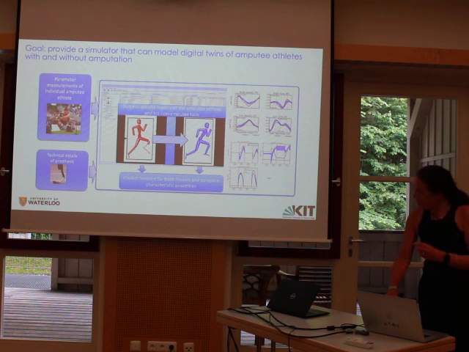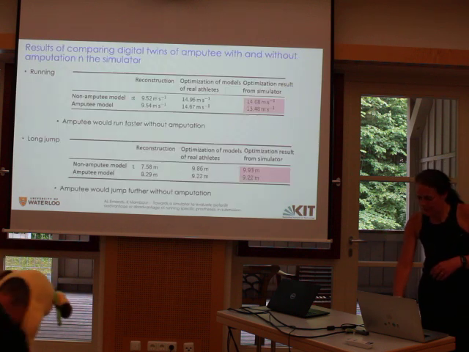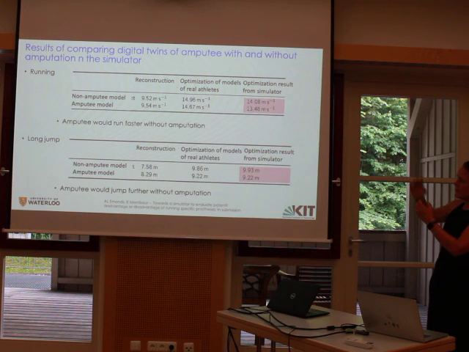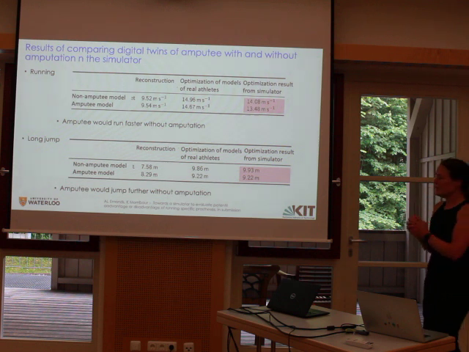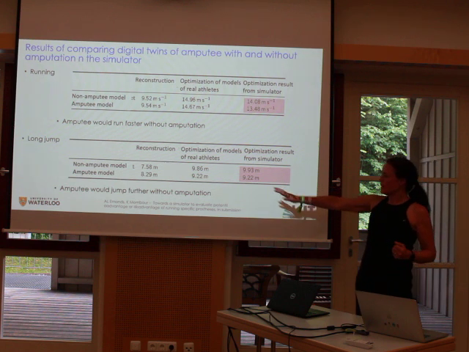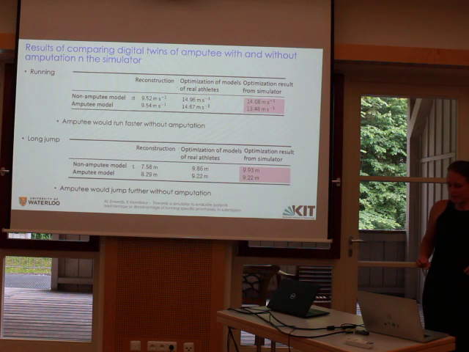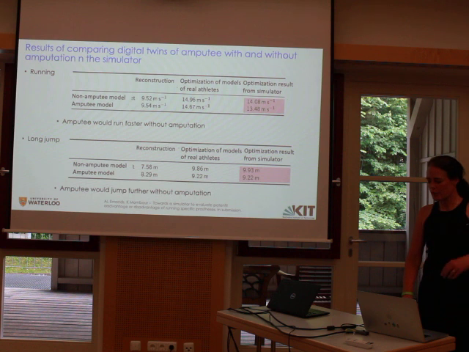We did that in a preliminary thing. It only had some of the data that you could get from an athlete, but we did the comparisons for running and also for long jump, and we actually could see that in both cases the amputee would run faster without amputation, and he would also jump further without amputation. So this is preliminary results from this simulator, and we will do that further, taking more data into account. But we think already it's a quite nice result.